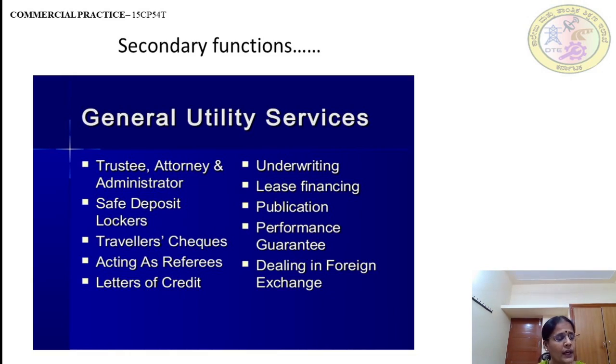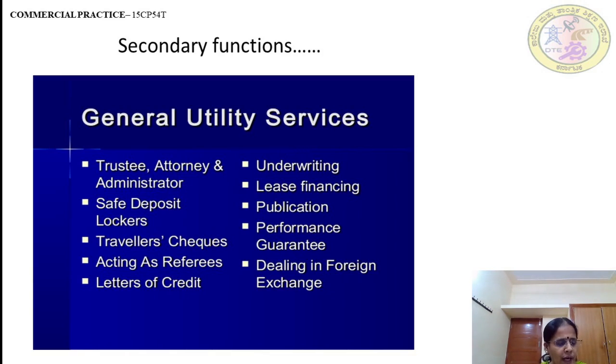The next function he has to perform is to provide safekeeping through safe deposit lockers. You people very well know there are various locker facilities given by the banks where you keep your bonds, jewels and very expensive things in a safe manner. They give you a locker facility and a nominal amount of charges is collected to keep these safely. That is one of the services given by the bank for the safety of the customer's important documents through lockers. That is called safe deposit lockers.